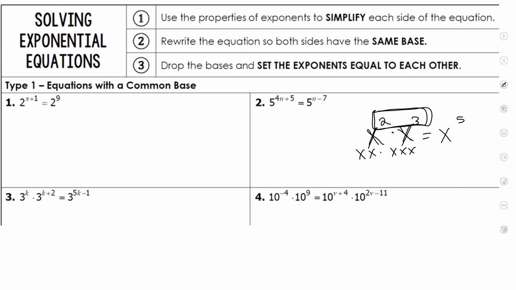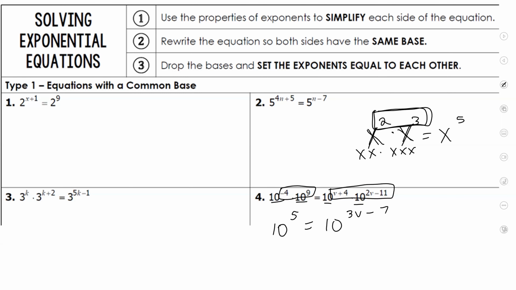We're going to apply the same principle to number 4. The bases are both 10. That means we can add the exponents. So guys, this will be 10. And what will the power be if we add -4 and 9? Good. Now, same thing here, guys. The bases are both 10. That means we can combine these exponents. So what is v and 2v? 3. And 4 and a -11. -7. Yes, there we go.